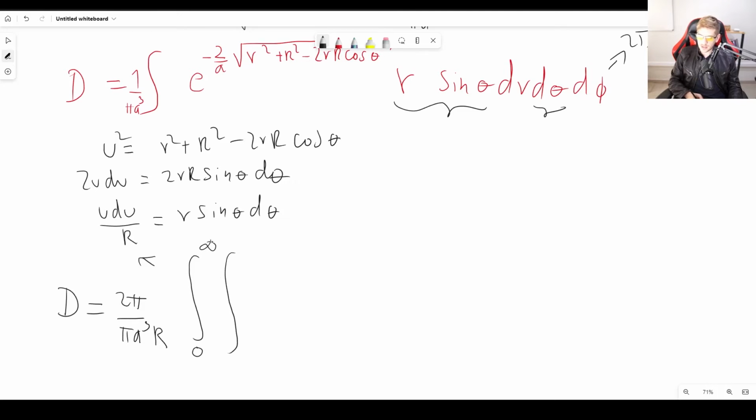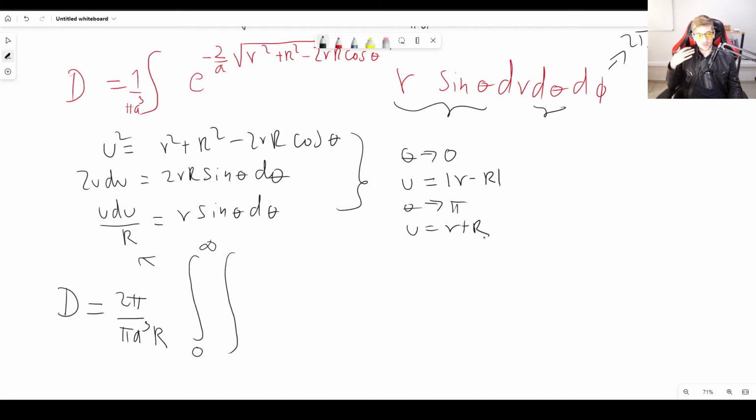And what are the bounds of this new integral, by the way? It's going to be just as before. Theta used to go from 0 to pi. So when theta is 0, just as before, u will be absolute value of r minus big R. And if theta is pi, then u will be r plus big R, exactly the same as before.